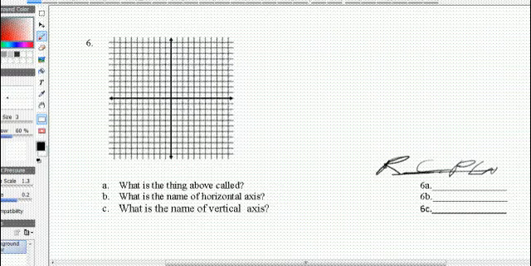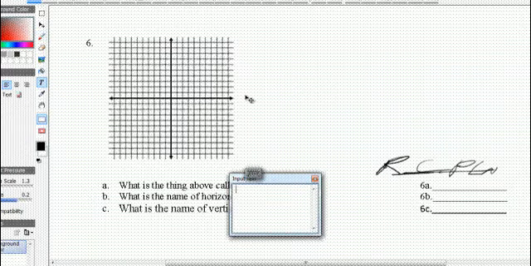See if I can clean that up a little bit. I'm going to go to the typing tool. This is called a rectangular Cartesian plane.